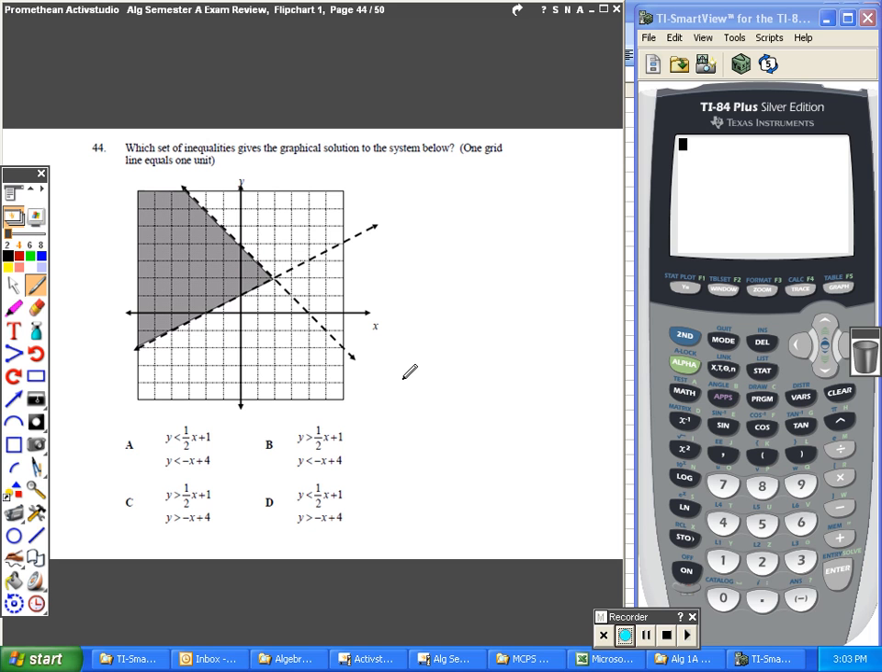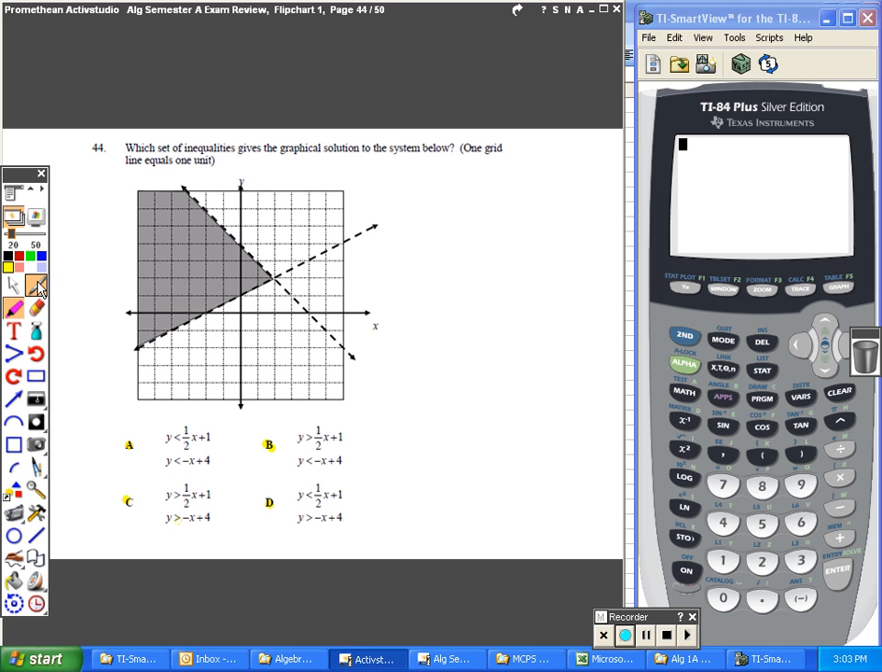Question number 44. Prepare yourself. I'm cheating this entire problem. This problem, you could graph each of these equations down here for A, B, C, and D. Instead of that, I'm going to recommend doing something completely different. First, if you look, they all say the same thing.